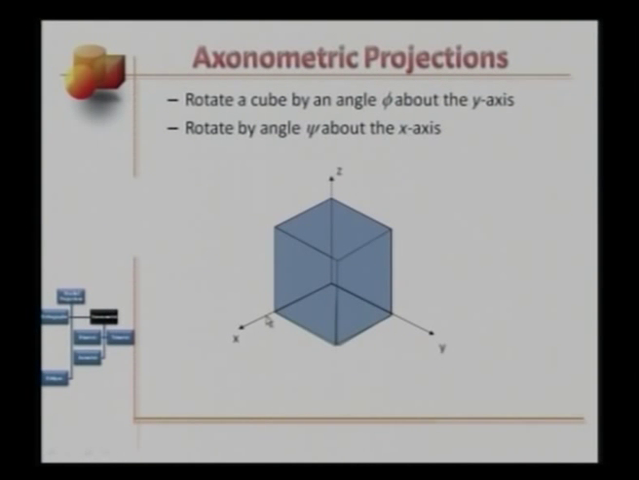And then we take the projection of the result on the xy plane. The plane formed by two orthogonal axes about which this object was originally rotated. What would be the resulting transformation matrix? Let's take a look.